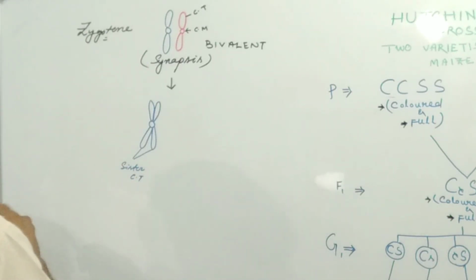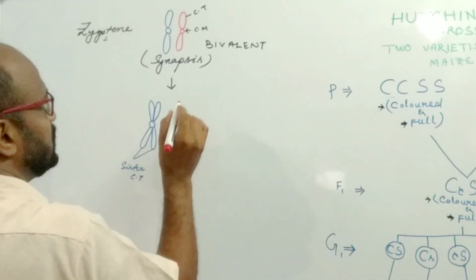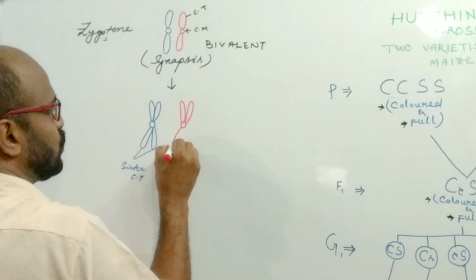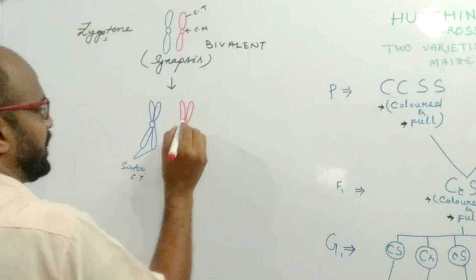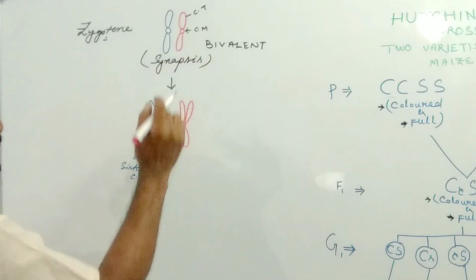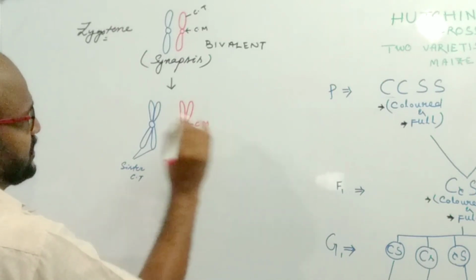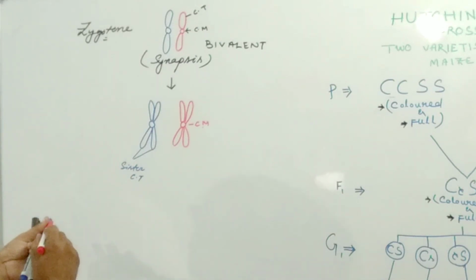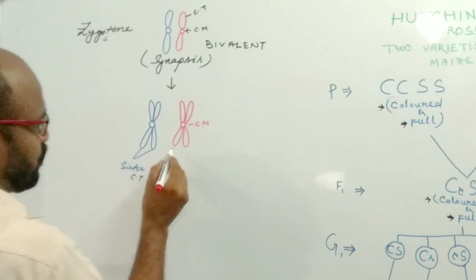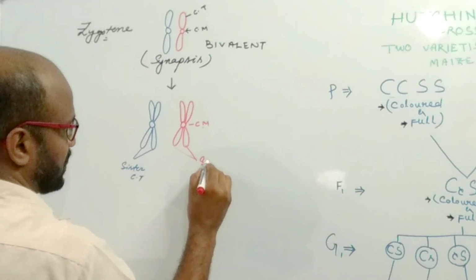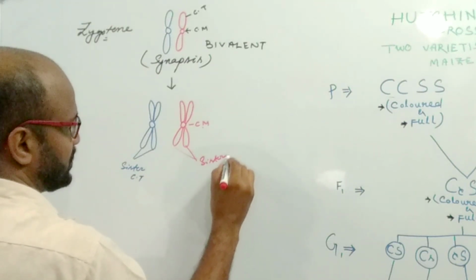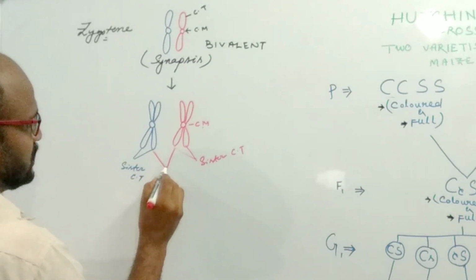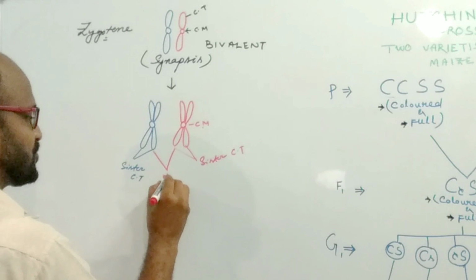And another chromosome also divides and forms four chromatids, and all four chromatids remain attached to the centromere. Here the centromere is undivided. Here these two chromatids are known as the sister chromatid, and these two chromatids are known as non-sister chromatid.